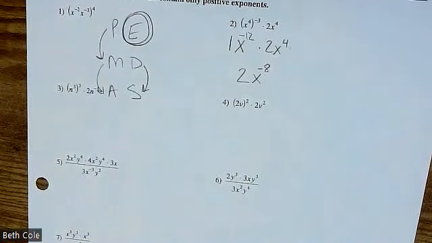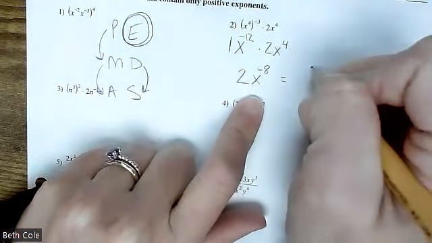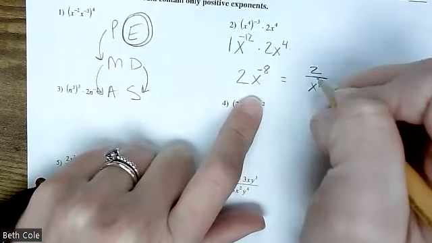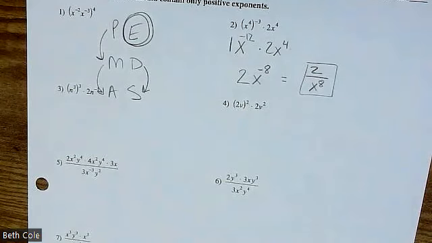And then our last step, the negatives are traitors. They switch sides. So that x with the 8 is going to go down to the denominator, and it's going to look like that. The negatives switch sides. Just think negative means opposite. That's how my brain does it. Negative means opposite. They just switch sides. All right, so some of them have a few steps to them.